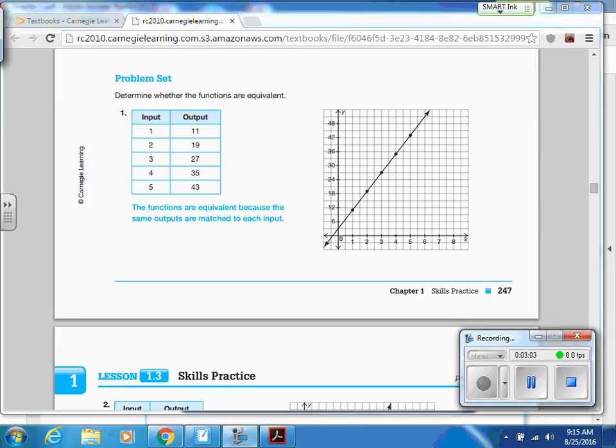Determine whether the functions are equivalent. Okay, so I have a function that's a table and a function that's a graph, and I want to know if they're equal to each other. Okay? How can I tell if this is equal to that?